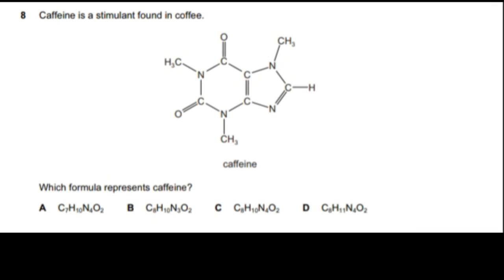Number 8, you are given a structure. This is the structure of caffeine. Look at this diagram and you have to find how many carbon, nitrogen, oxygen and hydrogen atoms there are. These are the different elements in this diagram. You have to find how many of each atom are here. And you can find here 8 carbon, 4 nitrogen, 2 oxygen and 10 hydrogen. So what is the correct formula?